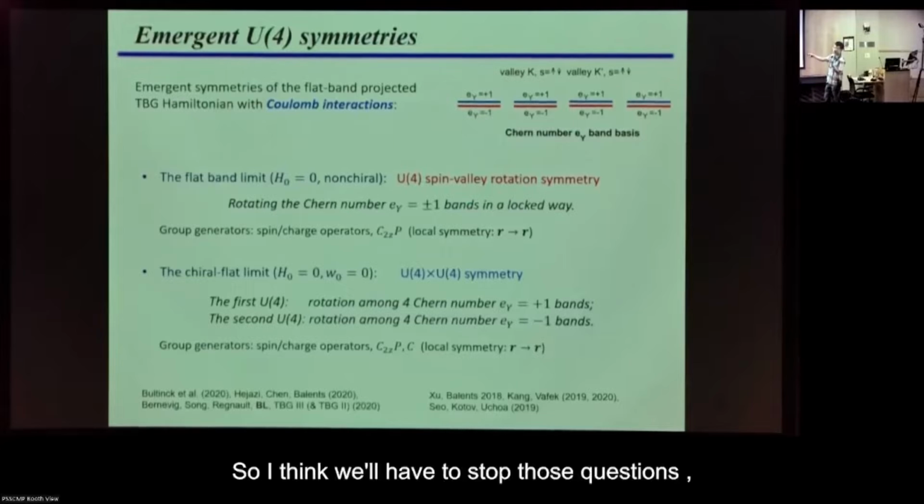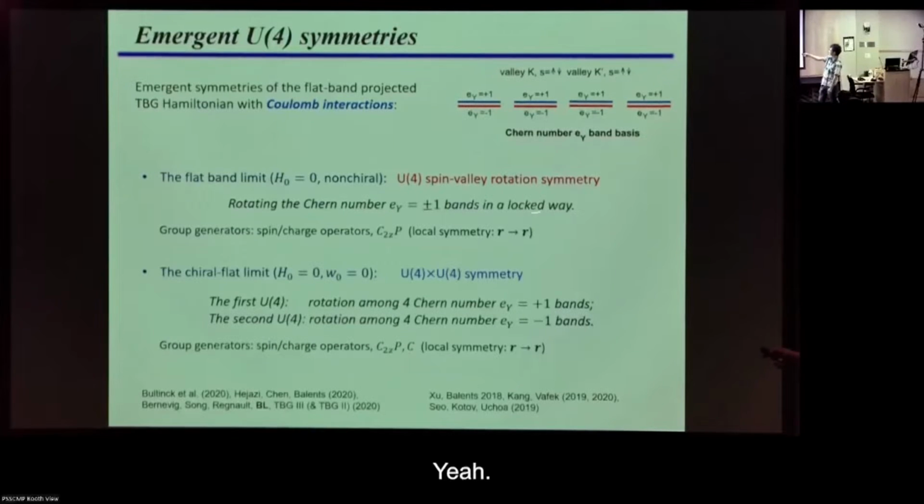The symmetry is enhanced from U2 cross U2, the spin and valley rotations, into U4 symmetry. And this U4 symmetry would allow you to do any rotation between the spins and valleys. But actually I should say that this rotation in the valley space is not a straightforward rotation. Basically, you rotate the two bands in each spin and valley in a kind of local way, but it's actually slightly different for Chern number plus 1 and minus 1, which I'll just mention.